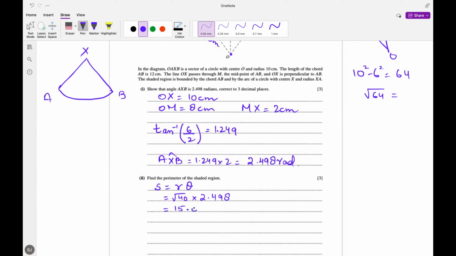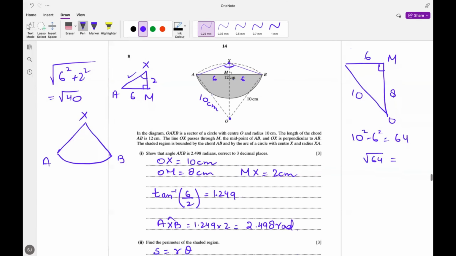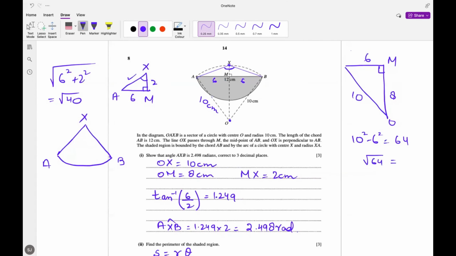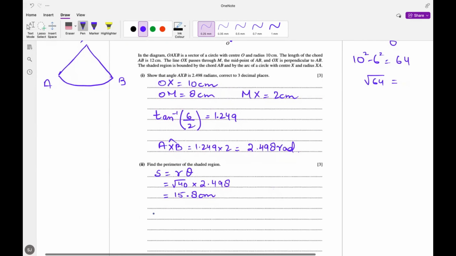15.79 or 15.8 centimeters. And we'll add the length 12 centimeters to this, which is the length of the chord AB. So the perimeter of the shaded region will be 15.8 centimeters plus 12 centimeters, which will be 27.8 centimeters.